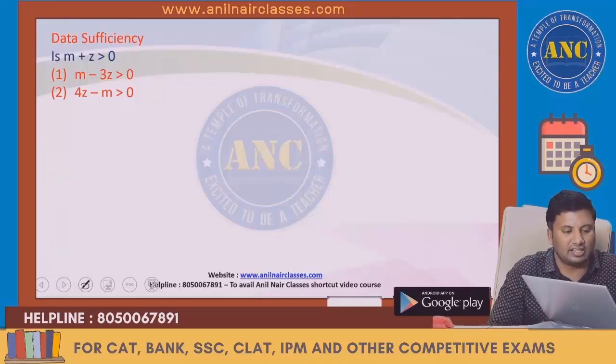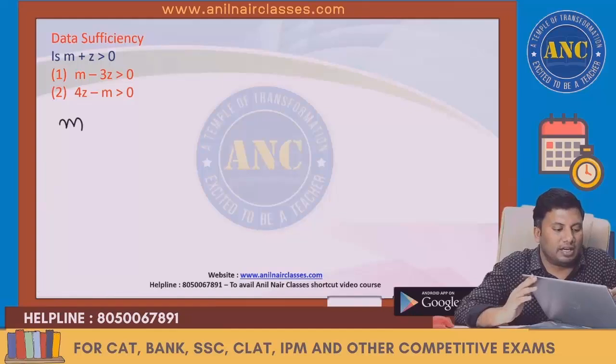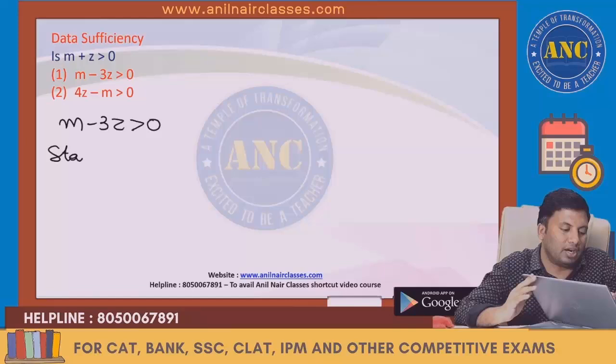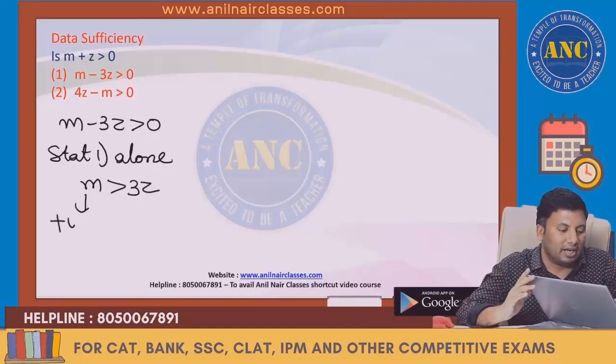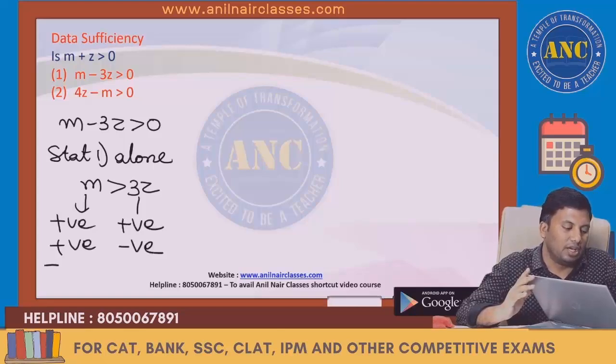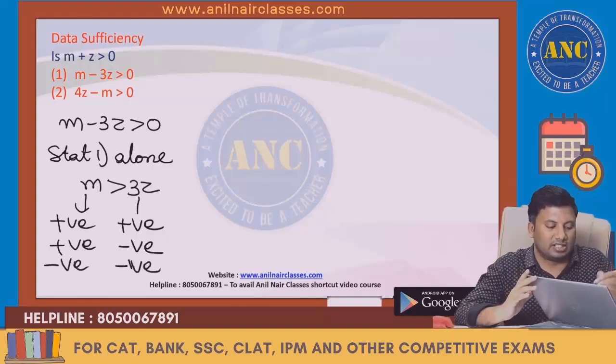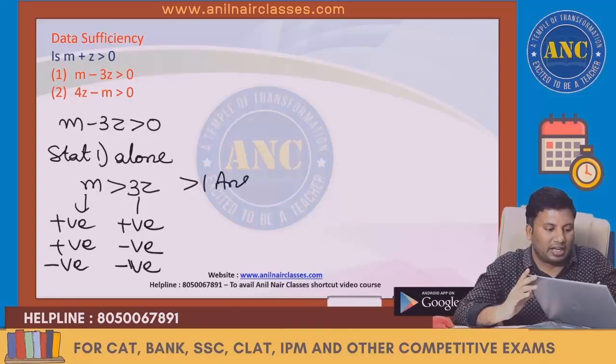This is a very easy question, sir. m minus 3z is greater than 0. Statement 1 alone: m is greater than 3z. It can be positive, it can be negative. This can be negative, this can be negative. 3 cases. More than one answer I am getting.